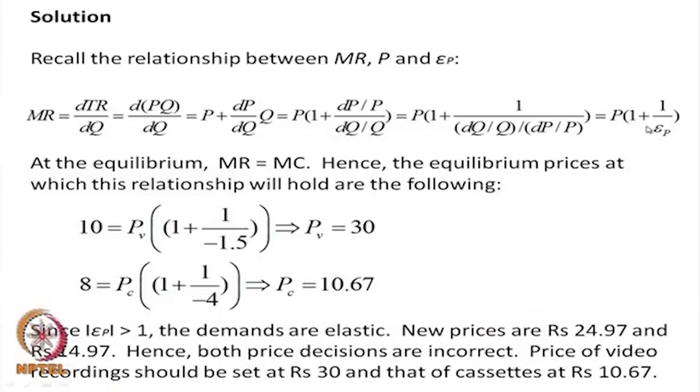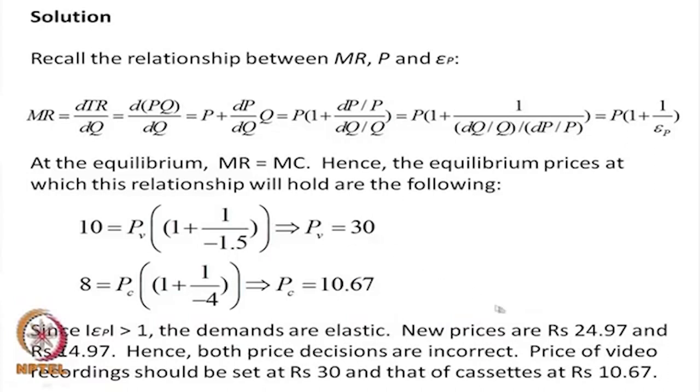Now, at the equilibrium, as we already have seen, marginal revenue is equal to marginal cost. Hence, the equilibrium prices at which this relationship will hold are the following. As you know, marginal cost for video recording is given as rupees 10, that will be equal to the price of video recording multiplied by 1 plus 1 by epsilon p. So, 1 plus 1 divided by minus 1.5, the value that the trade association has estimated. Now, if I solve this equation, I get a value of price per video recording, which is 30 rupees.